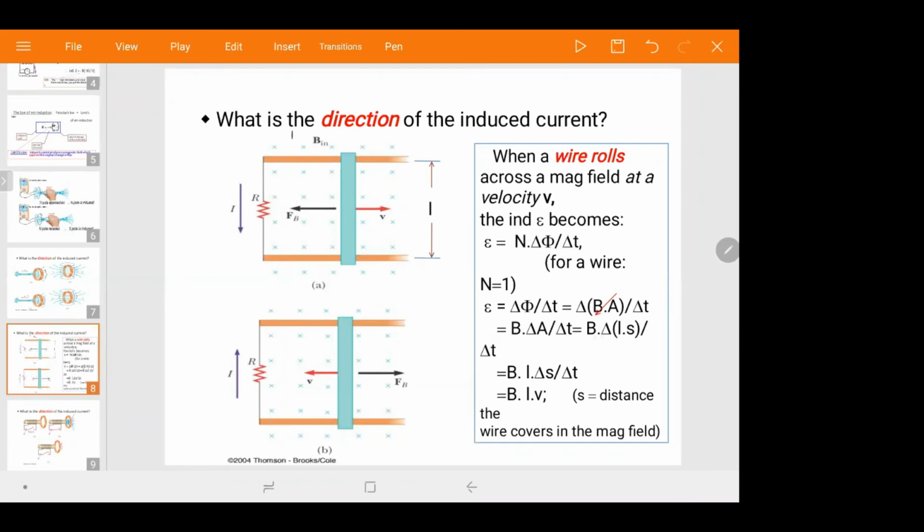So you have delta LS over delta T, and L, the length of the wire in the magnetic field, is constant. What is changing is only the distance it covers in a given time. So you have B non-changing, L non-changing, delta S changing, delta S over delta T. In physics, delta S over delta T is the speed with which the wire cuts across a magnetic field.